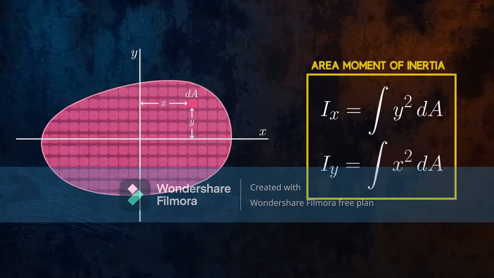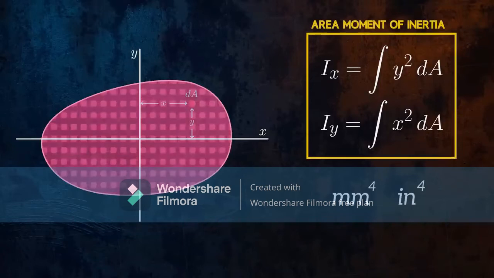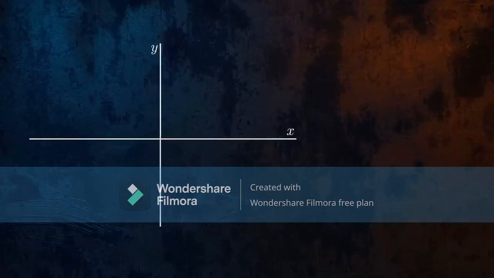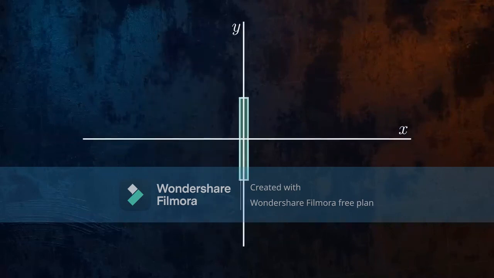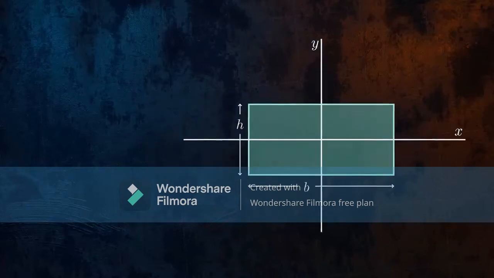The area moment of inertia has the unit of length to the fourth power, and because of the squared term, it is always a positive quantity. Let's work through an example where we calculate the Ix and Iy values for a rectangular cross-section using those equations.